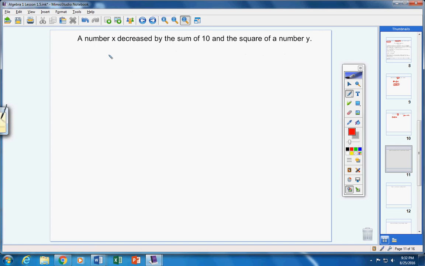A number x is decreased, so you're decreasing the x. So a number x decreased. So we're subtracting. Look, if I told you 10 was decreased by 7, well, that means you have 10 decreased by 7. You're left with 3.